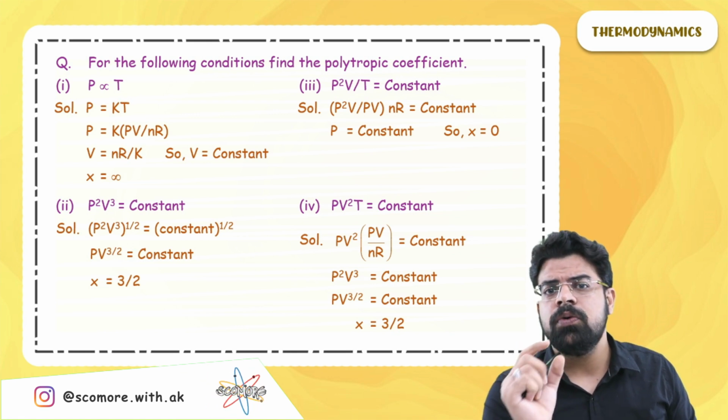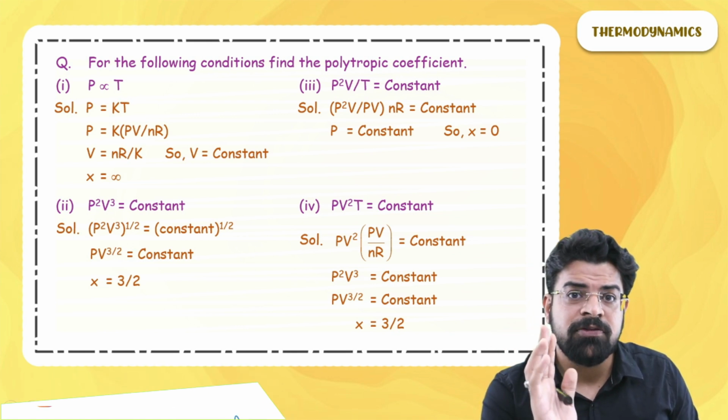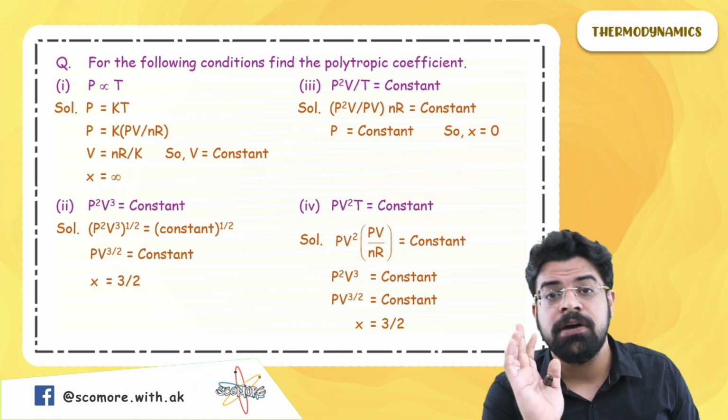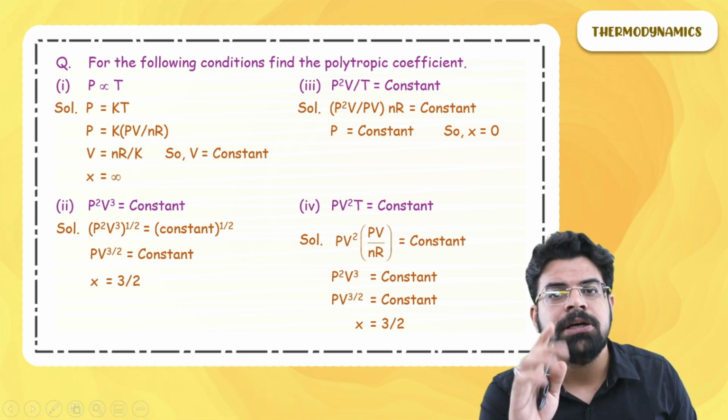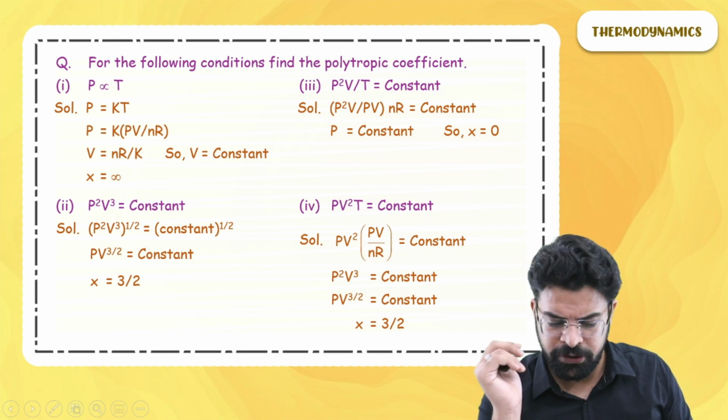Now, once you know the polytropic coefficient, you can easily find the molar specific heat. You can easily find the work done. You can easily find the heat given in the process. So, without wasting time, let's continue.